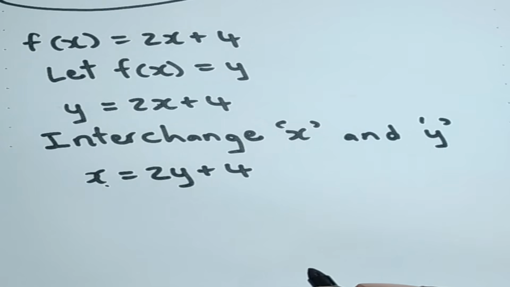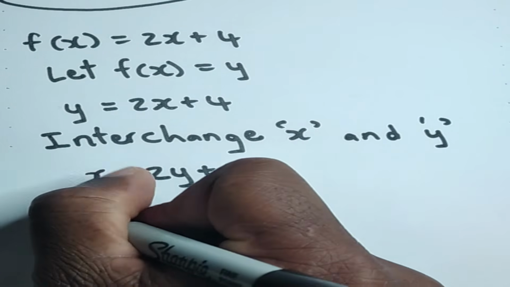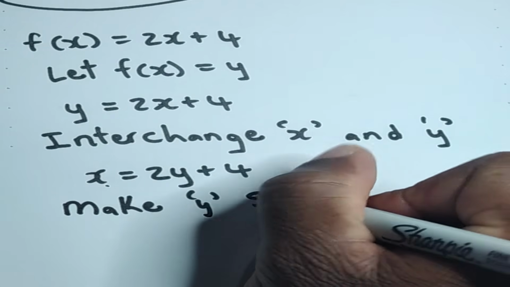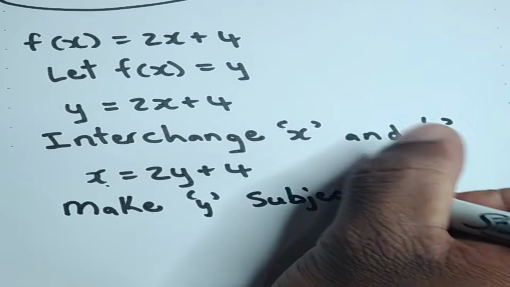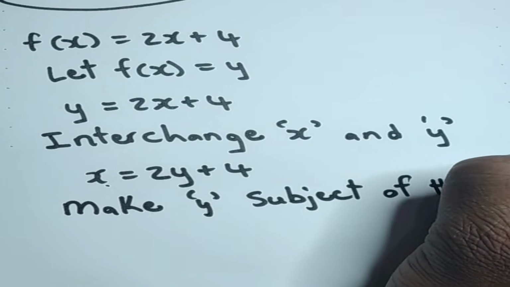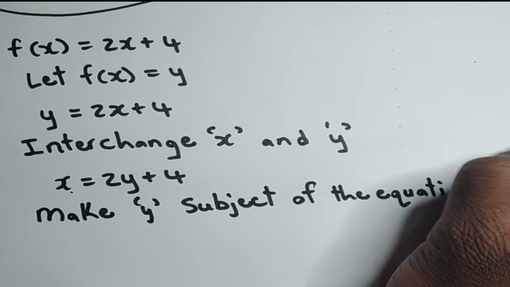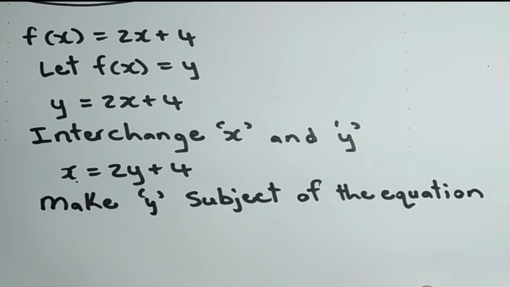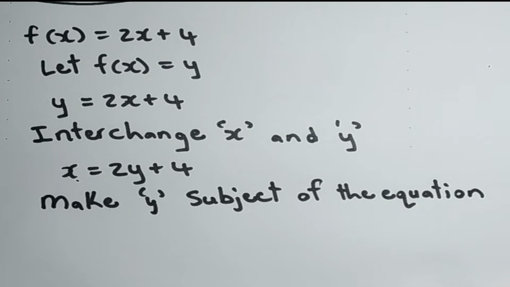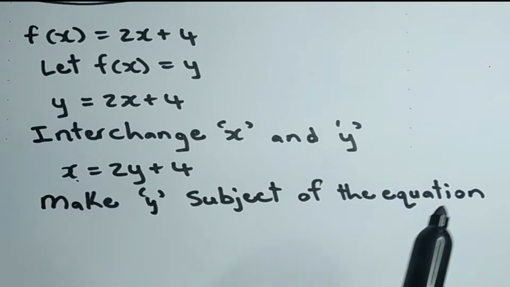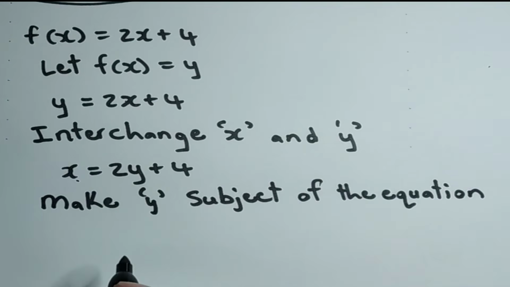Now what we're going to do next is make y the subject of the equation. That simply means we're going to transpose for y. Hopefully you understand those terms. What this is talking about is that we want to have y on one side of the equal sign by itself. So that's another way how we could look at it.